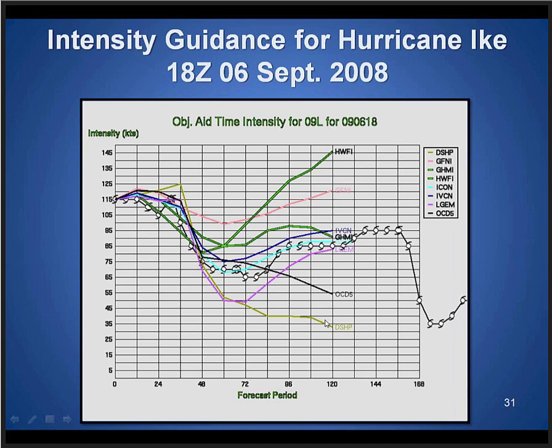plausible solutions. So this is extreme, but it does give an idea of what can occur in operations, because the model skill is still quite low. So it's not that uncommon to have extremely diverse forecast solutions. Of note, the IVCN, this dark blue, did really well. So in this case, the consensus technique turned out to be an excellent forecast.